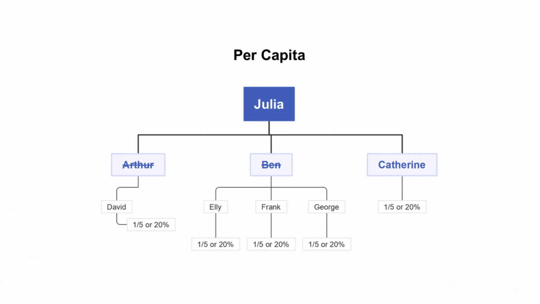Per capita means by the head in Latin. This method divides the estate equally among all living descendants, treating each heir as an individual. For example, if Julia leaves her estate to her children per capita, the estate will be divided equally among the surviving heirs, regardless of which branch of the family they come from. Using the same example, if Arthur and Ben die before Julia, the 5 living heirs each get 1/5 of her estate.